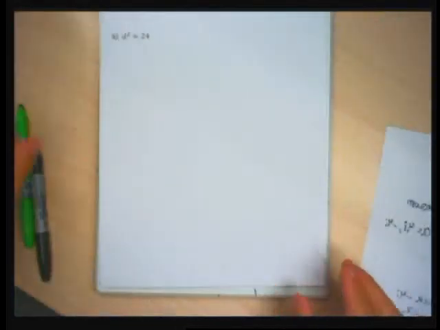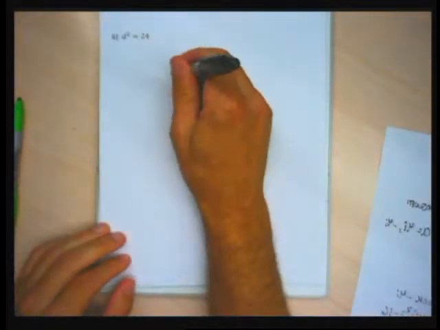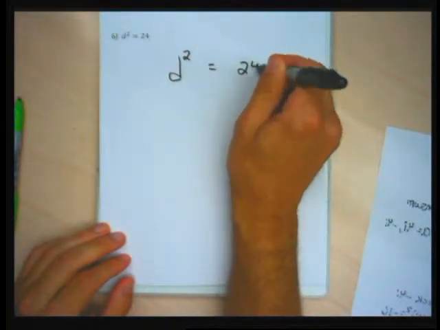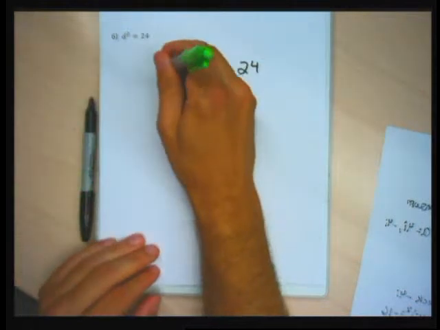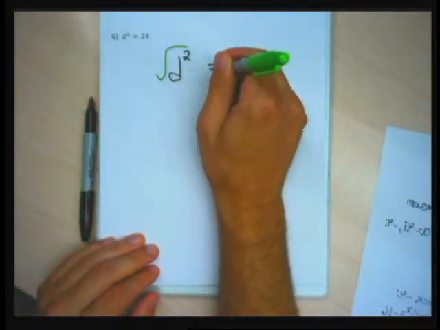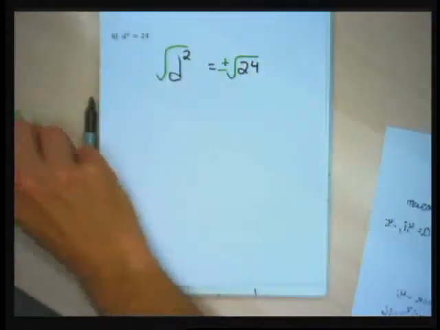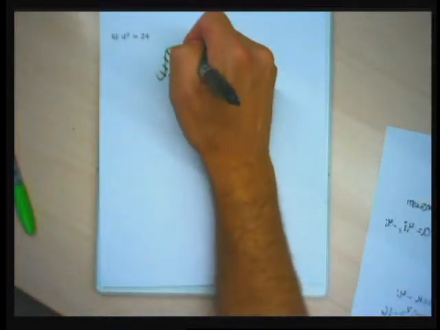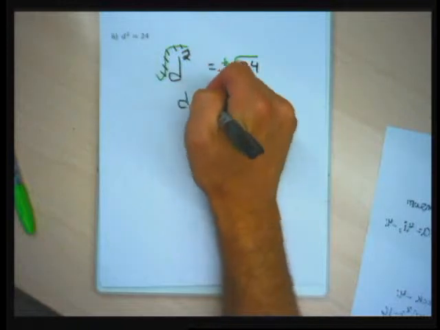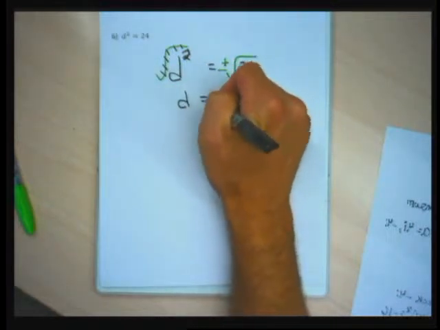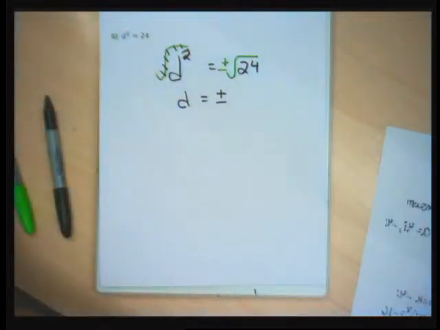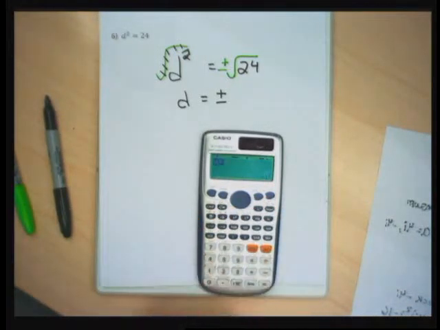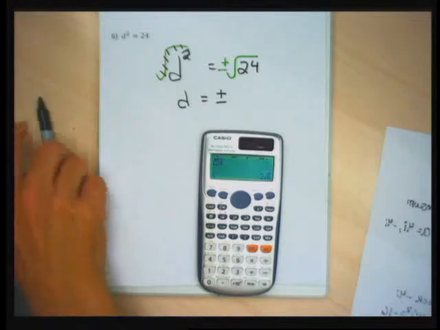Next, d squared equals 24. I'm going to do exactly the same thing. I'm going to square root, plus or minus square root. So on the left side, the square rooting cancels out the square symbol, leaves me with the d. On the right side, I can reduce the square root of 24 by hand, but by now I've reduced enough square roots, I'm kind of tired of doing it, so I'm just going to use my calculator to tell me how it reduces.